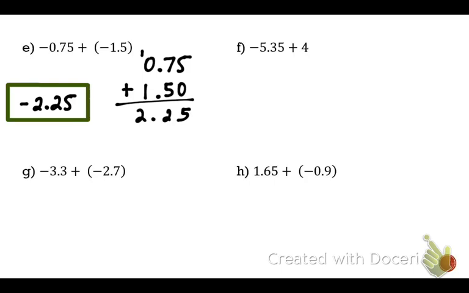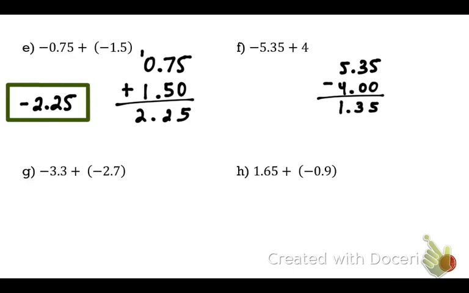Kaylin, same sign or different sign? Different sign. So what should I do? Subtract and take. Very good. So we're going to take the bigger absolute value, 5.35, and subtract 4. Where is the decimal point on a 4, Kaylin? Right after it. So what should I put as placeholders? Zeros. Both of them will become zeros. When you subtract that, what do you get?